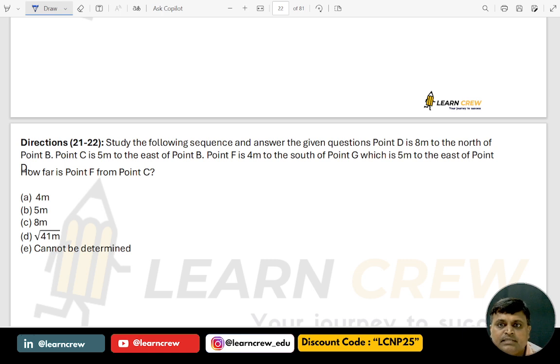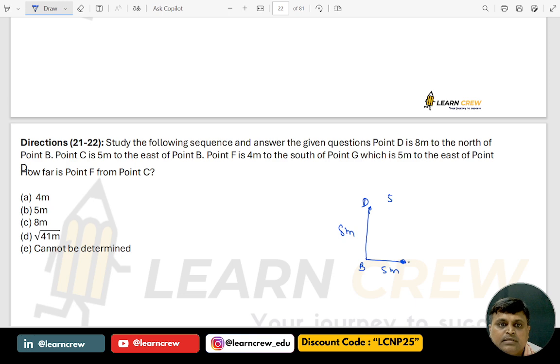Next, there is one question based on directions. See here, point D is 8 meters to the north of point B. Point C is 8 meters to the east of point B.